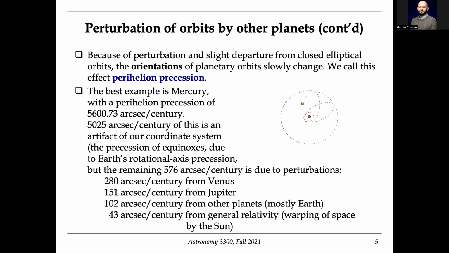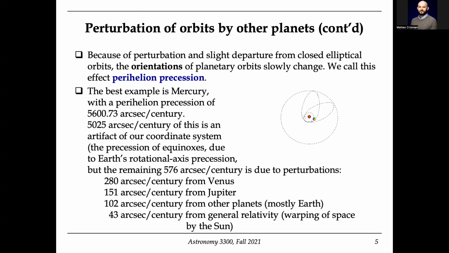Now, this contribution, 5,600, right? That's what you have to explain if you're going to be good at any sort of gravity. And the first 5,025 is an artifact of the fact that the coordinate system is precessing, right? But you have to explain the rest of it. This is the one that you have to explain. And if you can explain this, then your version of gravity is the correct one, right?